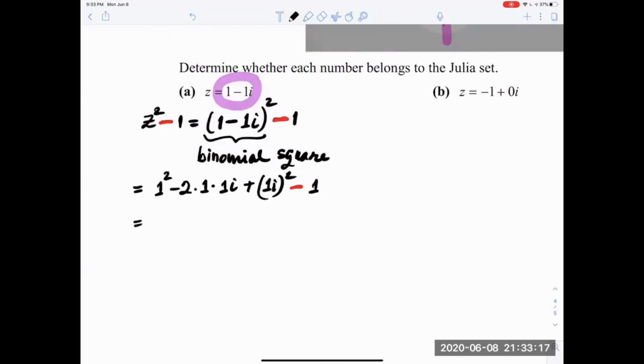Now let's do the algebra part. 2 times 1 times 1, that's negative 2, so negative 2i. And then 1i squared, so I'm going to put a plus right there. But remember that i squared is negative 1. So negative 1 times 1 is still negative 1, and then minus another 1. That's your 1 that belongs to the sequence. All right, so now let's see what simplifies out. So 1 and negative 1 go away. I am left here with negative 1 minus 2i.